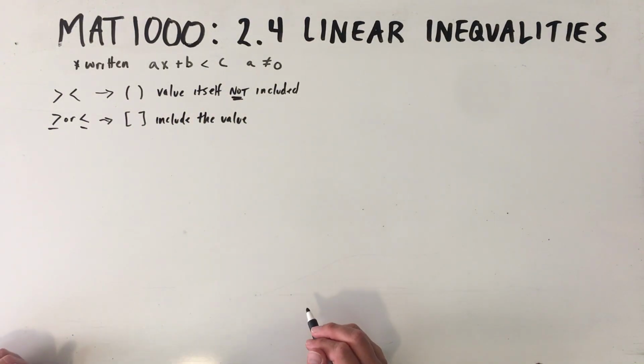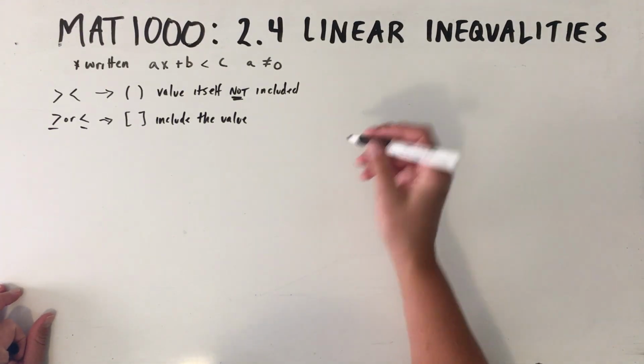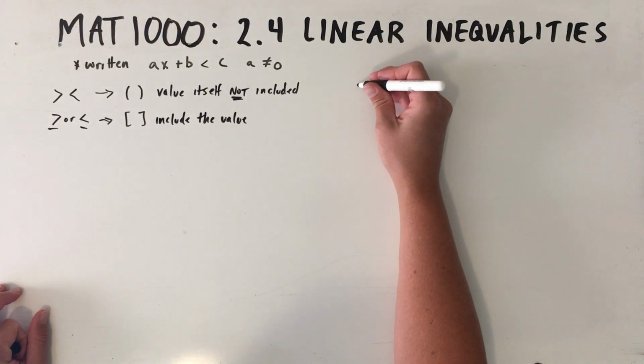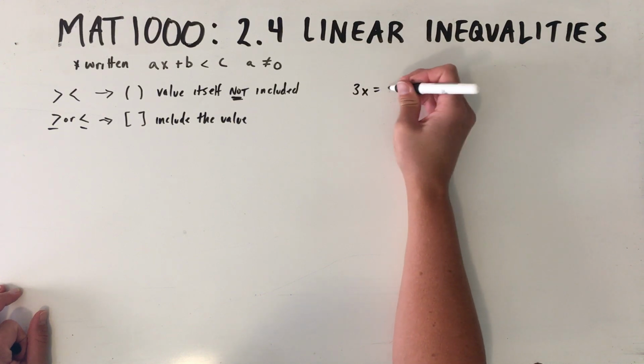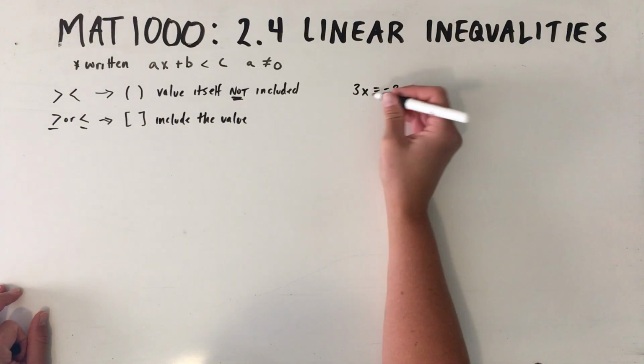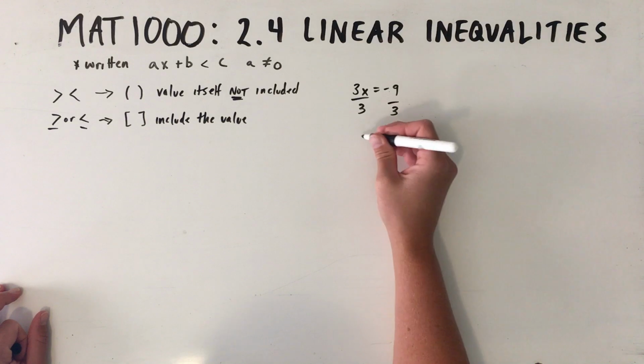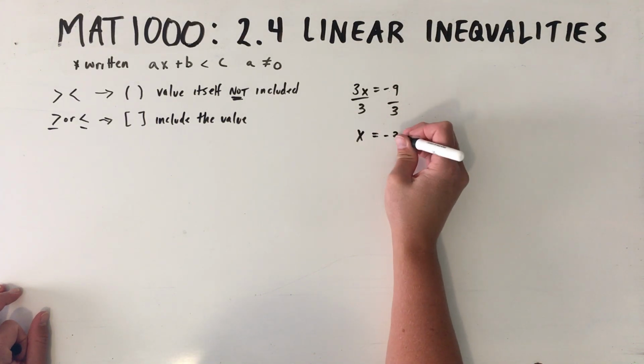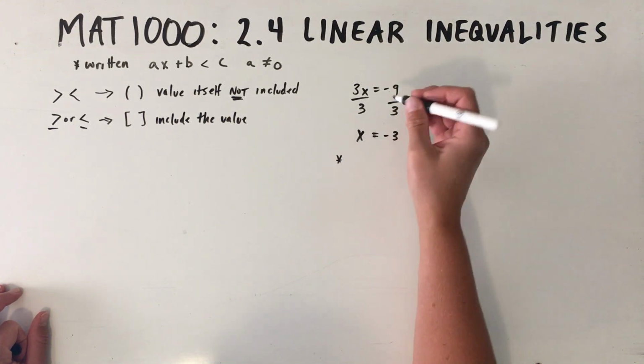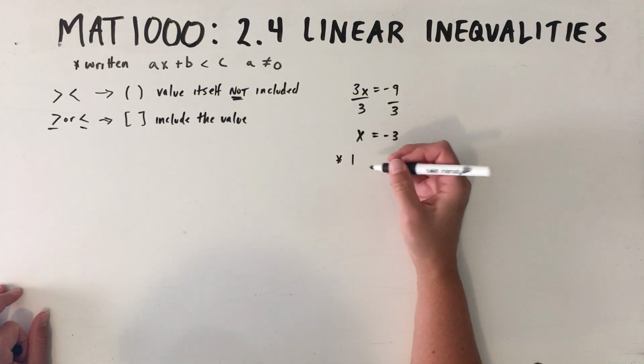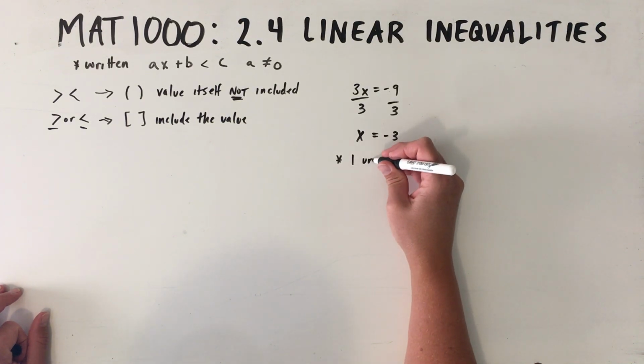Okay, so how is an inequality different? Well, if I were to say, I have 3x and that's equal to -9, then I would divide this by 3 and we get that x is equal to -3. And remember that this is an equation, so we get one unique solution.